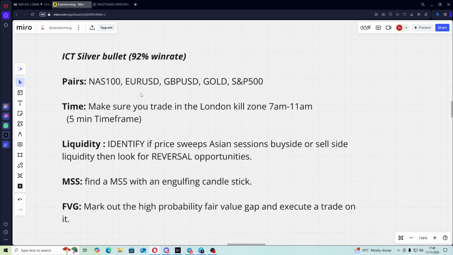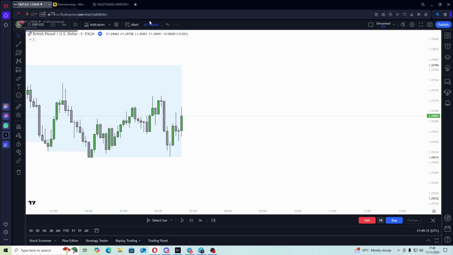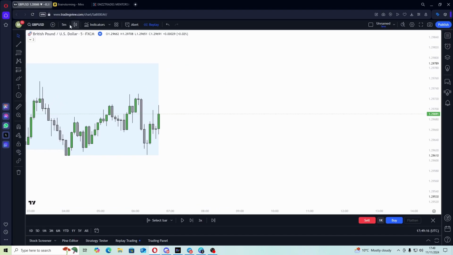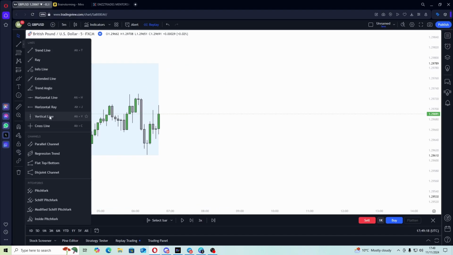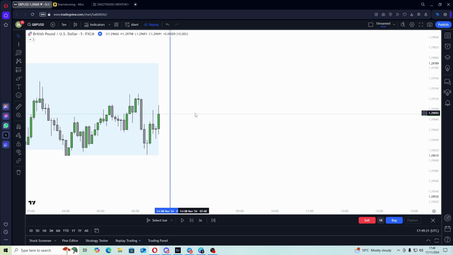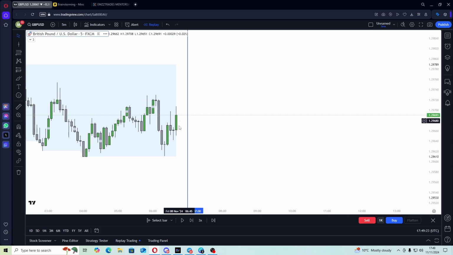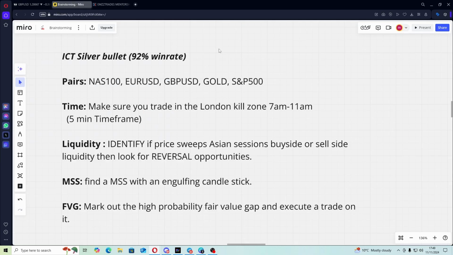You need to use it on NAS 100, EURUSD, GBP, Gold and S&P 500. Today I'm going to be using it on GBP but you can use it on any of these 5, okay? Make sure you trade within the 7 to 11 London kill zone on the 5-minute time frame, okay? You can see right here, we're on the 5-minute time frame. And if I just mark out my vertical line, it's going to be 7 a.m. right there, okay? We only trade within 7 a.m., all right? 7 to 11 is the only time we enter.